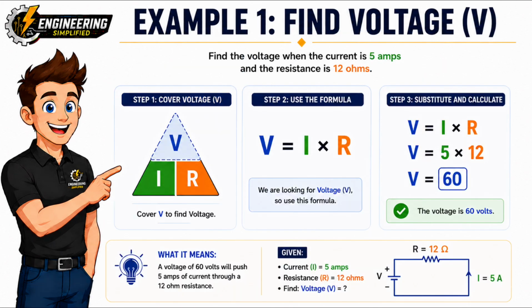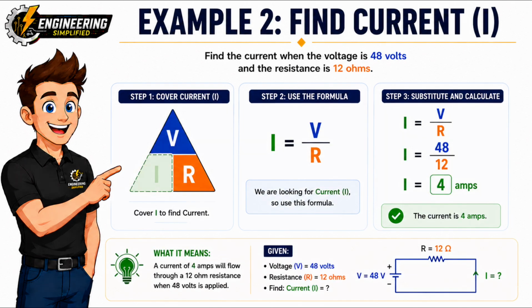Now let's put it into practice. In our first example, we need to find the voltage. We have a current of 5 amps and a resistance of 12 ohms. We're looking for voltage, so we cover V on the triangle. That leaves I multiplied by R. Our formula is therefore V equals I multiplied by R. Substitute the values into the equation. V equals 5 multiplied by 12. 5 multiplied by 12 equals 60, so the voltage is 60 volts. In other words, a voltage of 60 volts will drive a current of 5 amps through a resistance of 12 ohms.